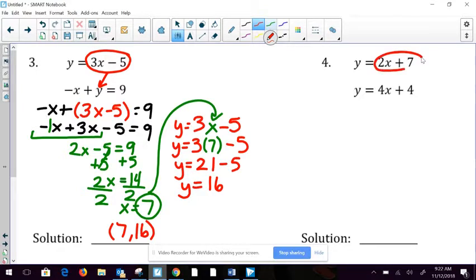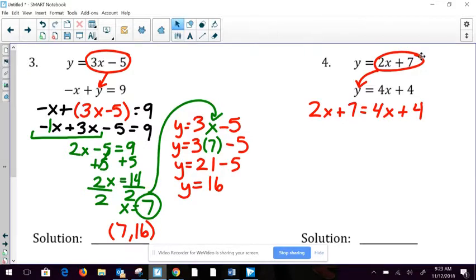I'm telling you that y is equal to 2x plus 7. So same idea. I'm going to replace y in my second equation with that entire expression. So instead of saying y equals 4x plus 4, I'm going to say 2x plus 7 is equal to 4x plus 4. So now I just go through and do all of my equation solving steps.